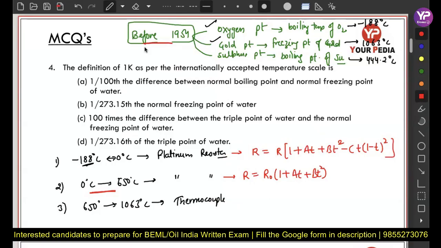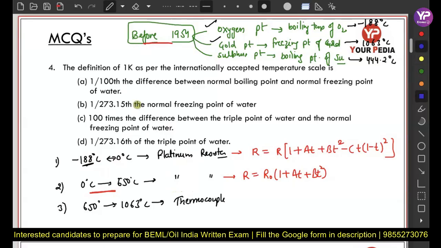Now, after 1954, we defined a universal, standard temperature scale. Why is there a need for a universal and standard temperature scale? Because these thermometers, platinum and thermocouple, depend upon the material of the substances. The exception is the ideal gas thermometer. So after 1954, in modern thermodynamics, we need a temperature scale which does not depend upon the material of construction. It should be independent.